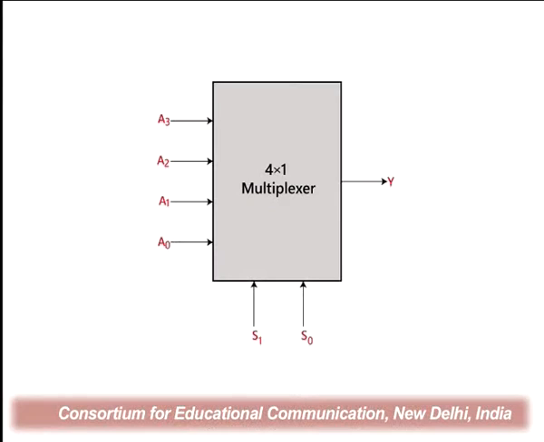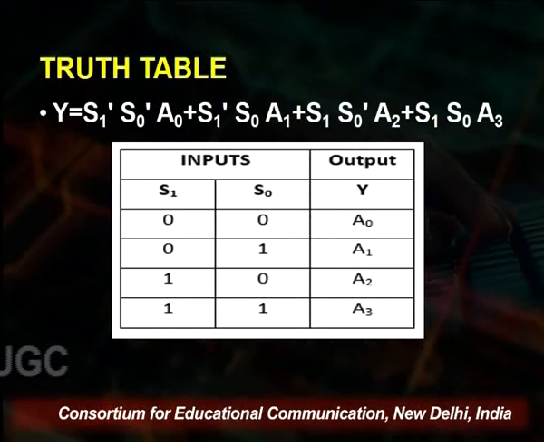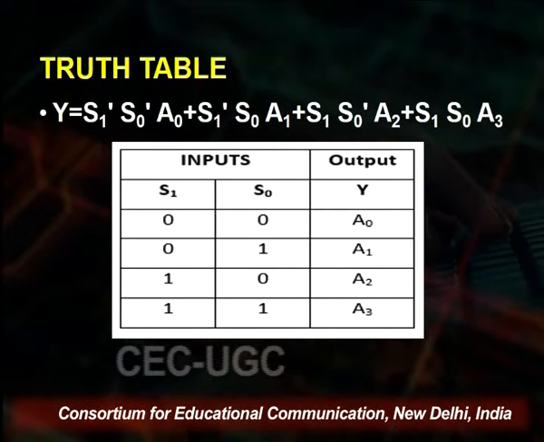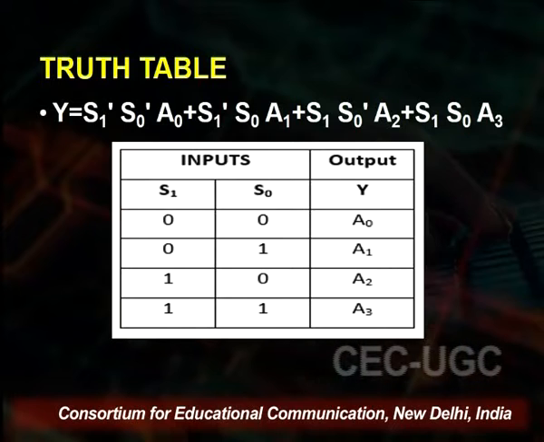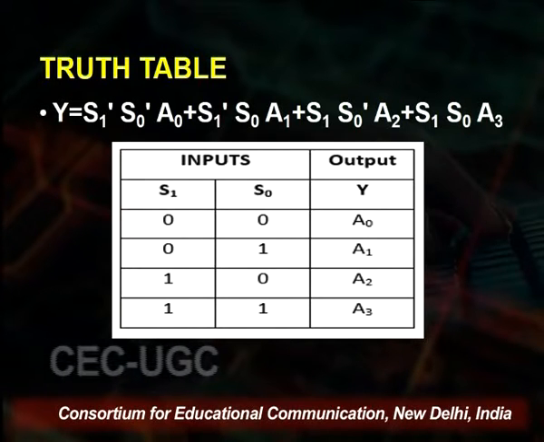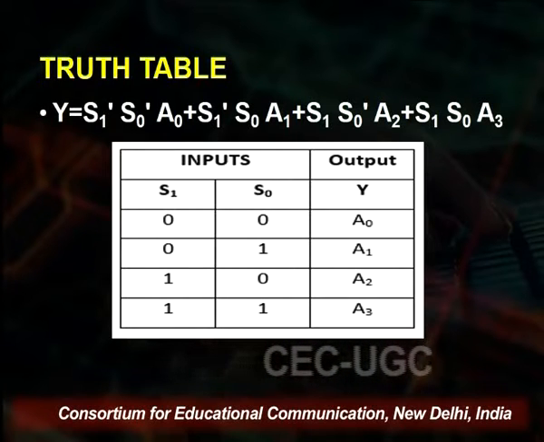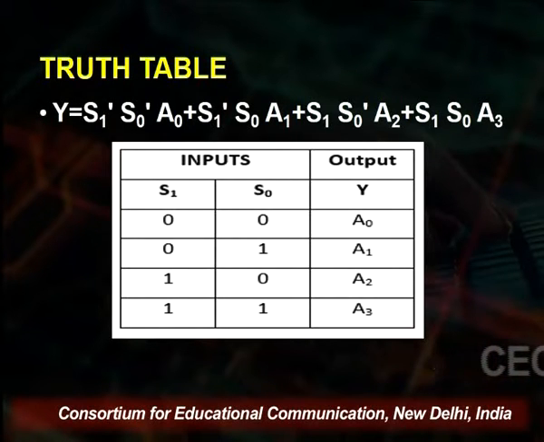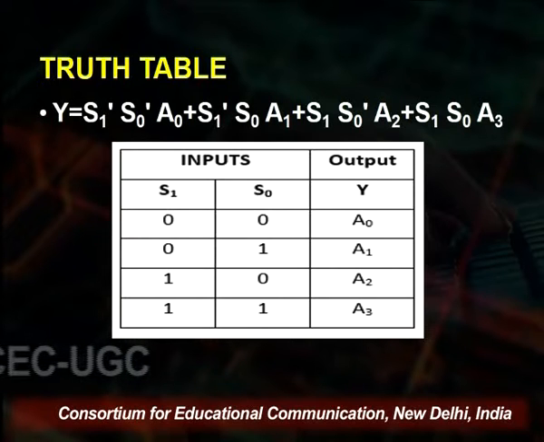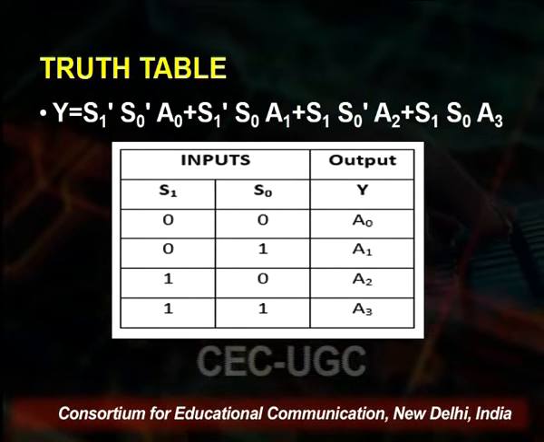So look at the diagram here. On the input side, you have 4 inputs, A3, A2, A1 and A0, 2 select lines, S1 and S0, to control the 4 inputs that we have here, and 1 output, Y. In the truth table, the inputs are S0 and S1 because that is what controls the other inputs, and the output is Y in terms of A0, A1, A2 and A3. Basis this truth table, we have the expression in front of us. Y will be S1 dash S0 dash A0 plus S1 dash S0 A1 plus S1 S0 dash A2 plus S1 S0 A3.